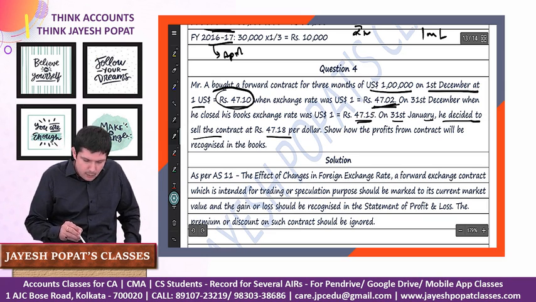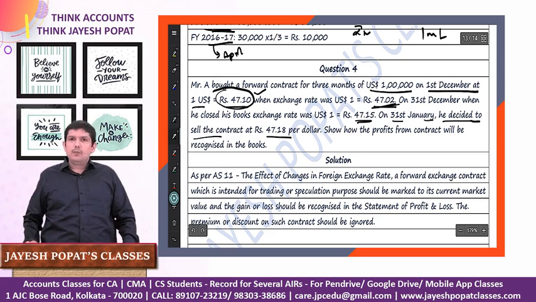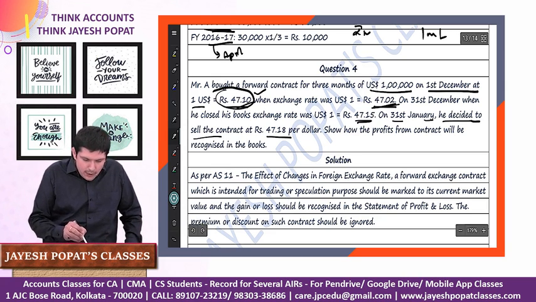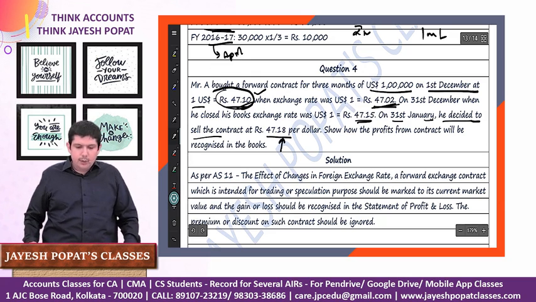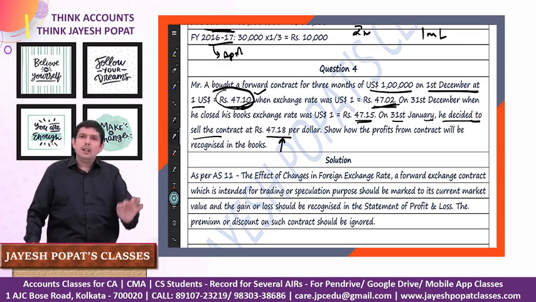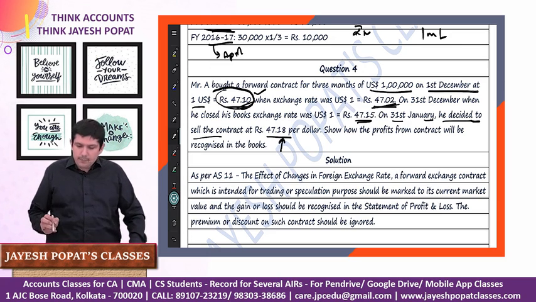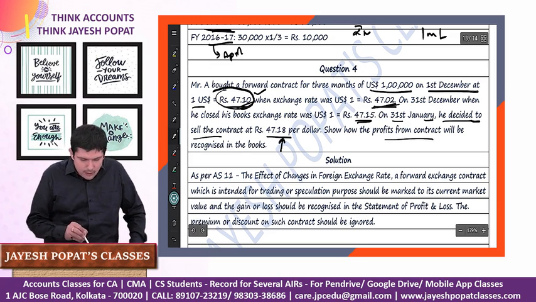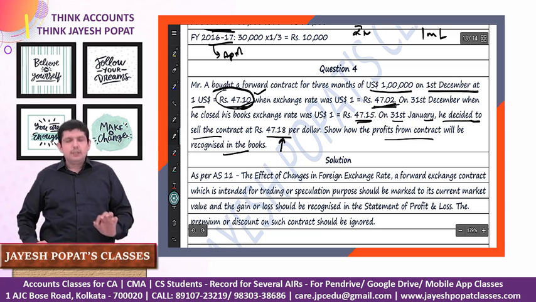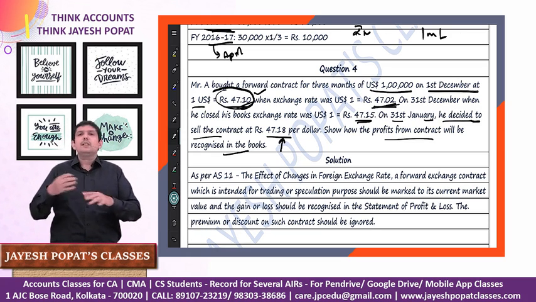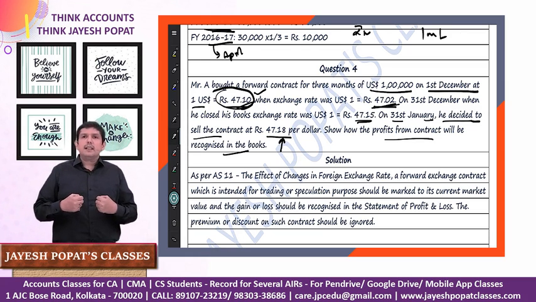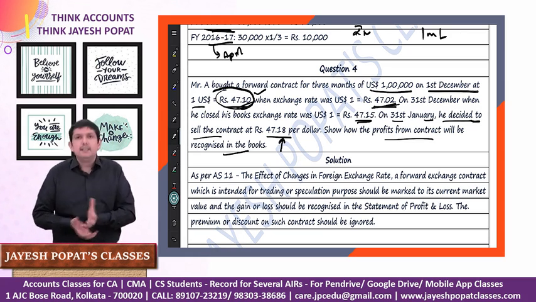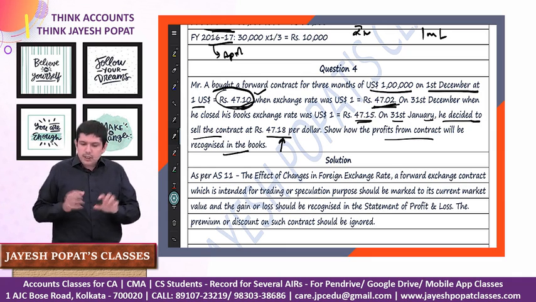See, he has a right to buy dollar at 47.10. So he will buy dollar at 47.10 and he can sell the dollar at 47.18. So 8 paisa per dollar he is making a gain. Show how the profit on the contract will be recognized. See, here there is no underlying transaction, right? He's doing it just for speculation because there is nothing being said that he has entered into the transaction, and to cover that transaction he is entering into this contract. So it is for speculation.